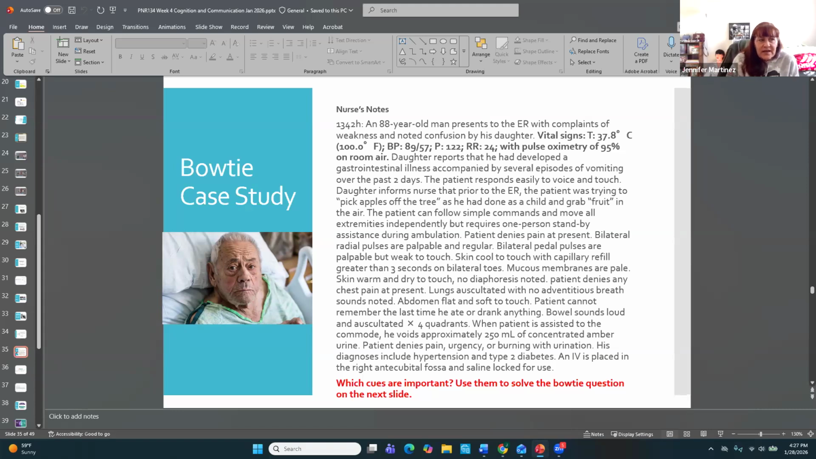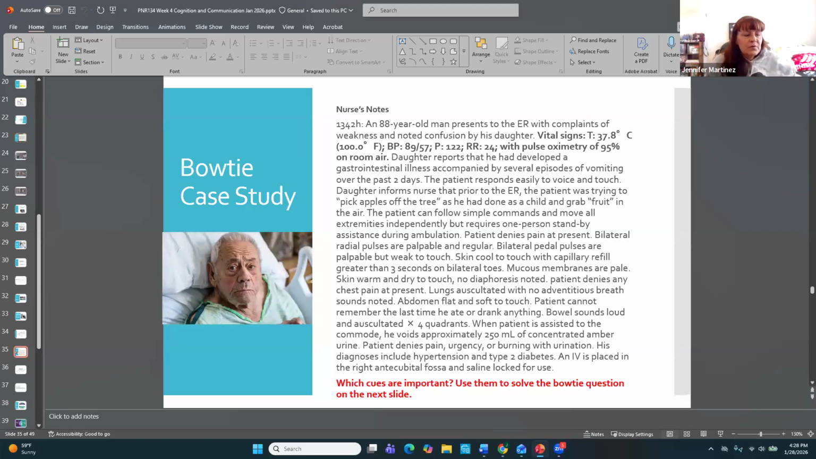Skin is warm and dry to touch. No diaphoresis noted. Patient denies any chest pain at present. Lungs auscultated with no adventitious breath sounds. Abdomen flat and soft to touch. Patient cannot remember the last time he ate or drank anything. Bowel sounds loud and auscultated in all 4 quadrants. When assisted to the commode, he voids approximately 250 mLs of concentrated amber urine, and denies pain, urgency, or burning with urination. His diagnoses include hypertension and type 2 diabetes. An IV is placed in the right AC fossa and saline locked for use. Which cues here are important?